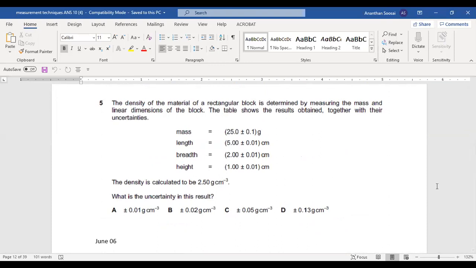The density of the material of a rectangular block. Mass given, length given, breadth given, height given. The density is 2.5. What is the uncertainty in these results?